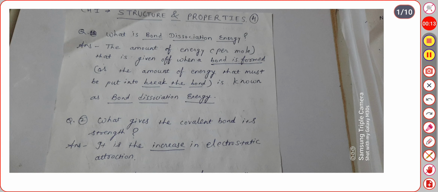Answer: the amount of energy per mole that is given off when a bond is formed, or the amount of energy that must be put in to break the bond, is known as bond dissociation energy. Question number 2: what gives the covalent bond its strength? The answer is it is the increase in electrostatic attraction which gives the covalent bond its strength.